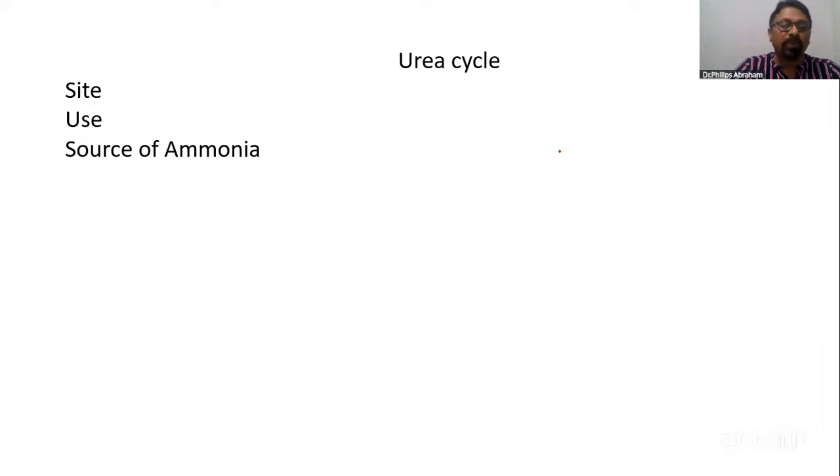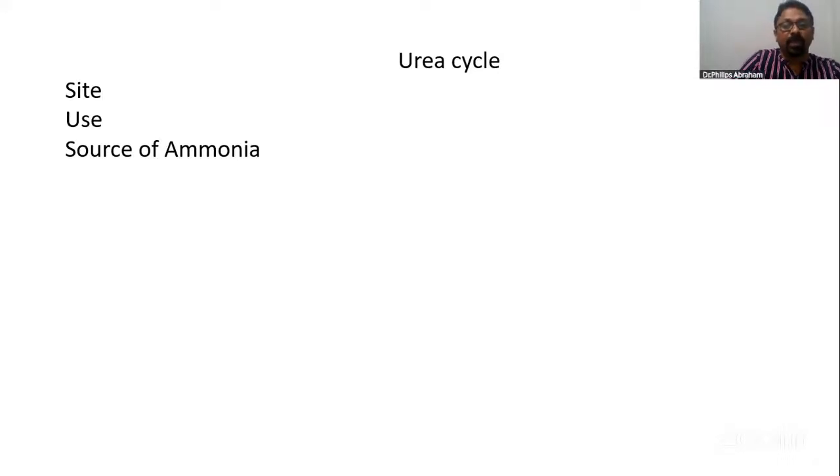First one is about the source of ammonia. I'll show the cycle later. Sources of nitrogen: one is ammonia itself, that is produced either from glutamine or alanine. Another is aspartate. So these are aspartate and ammonia, the sources of the nitrogen atoms in urea.